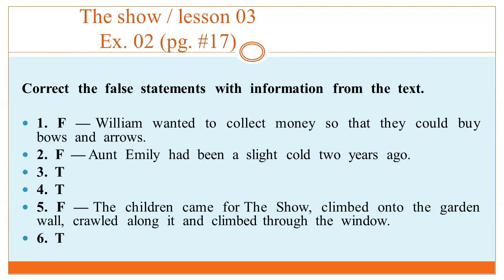Number 5. The children come for the show and knocked on the front door of William's house. If you remember the story, the children came for the show through the window. So the true statement will be, the children came for the show, climbed onto the garden wall, crawled along it and climbed through the window. You can see this statement on your screens. Statement 6 is, William wrote the notices for Aunt Emily after the show had started. And the statement is true. So write T in front of statement 6.